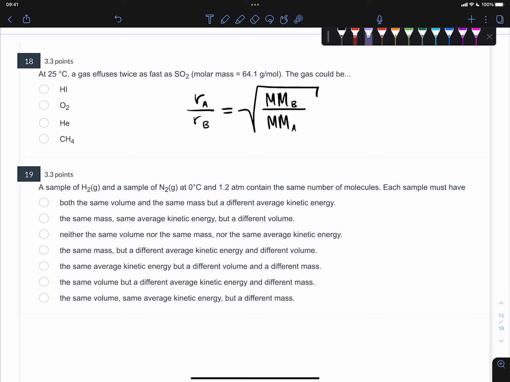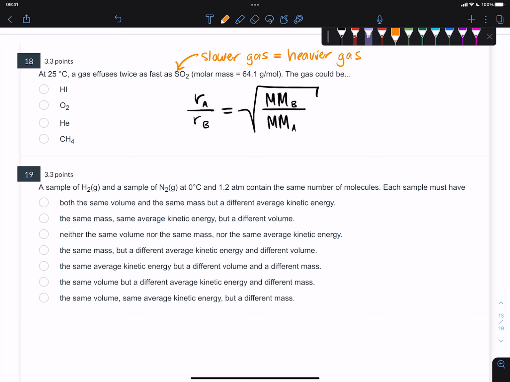It's important to know that it's A over B on one side and then B over A on the other side, and it's the square root of the molar mass ratio. So let's plug in the pieces that we have. It says a gas effuses twice as fast as SO2. That means that SO2 is the slower gas, because whatever this other gas is, it's faster. Also keep in mind that the slower gas is the heavier gas, the one with the higher molar mass.